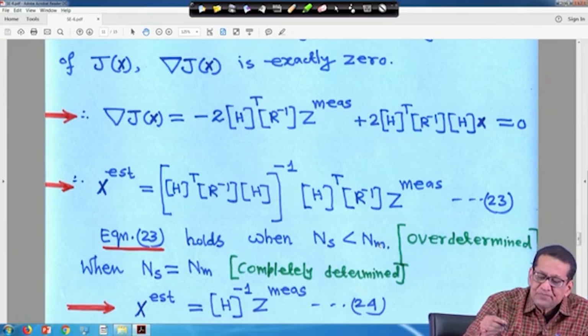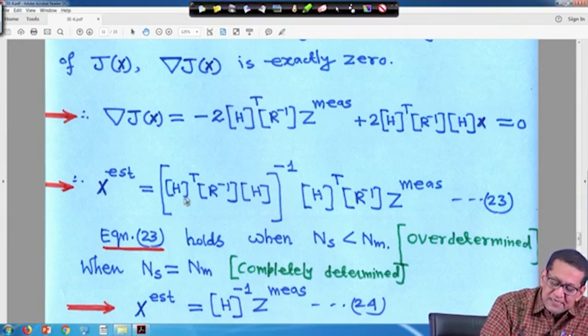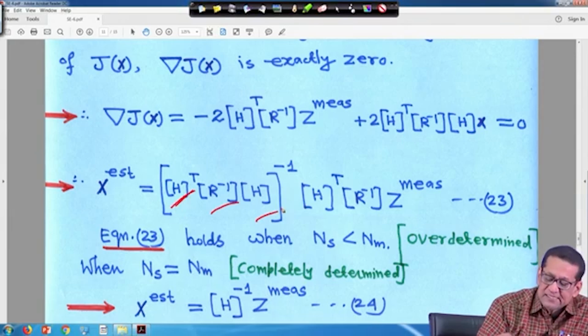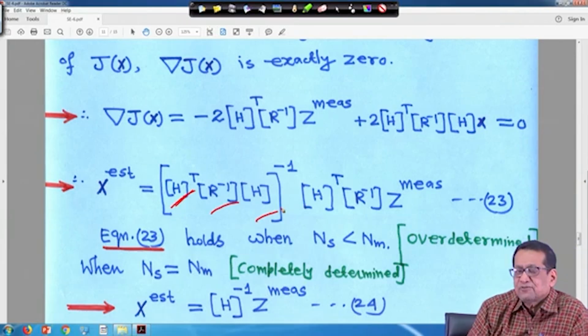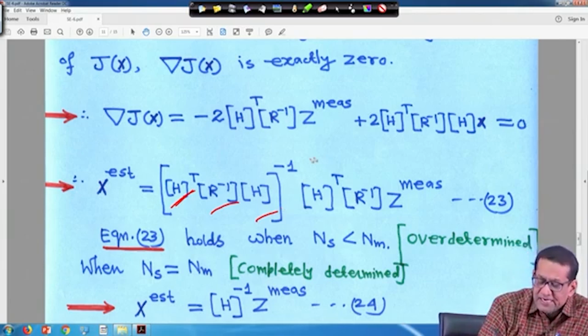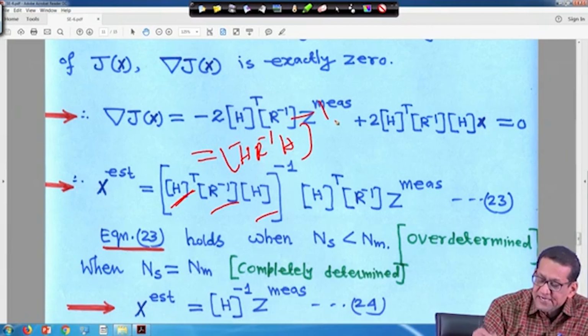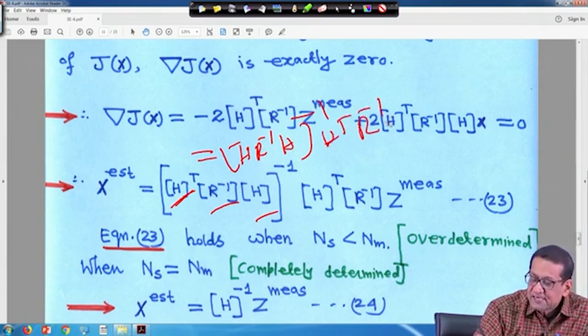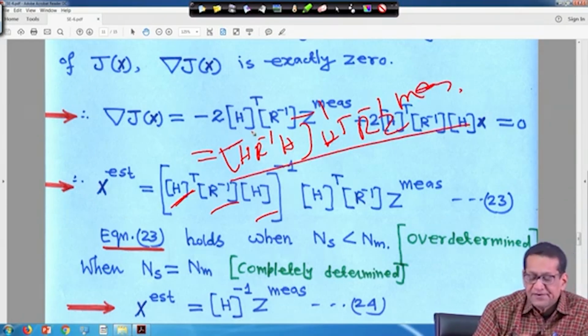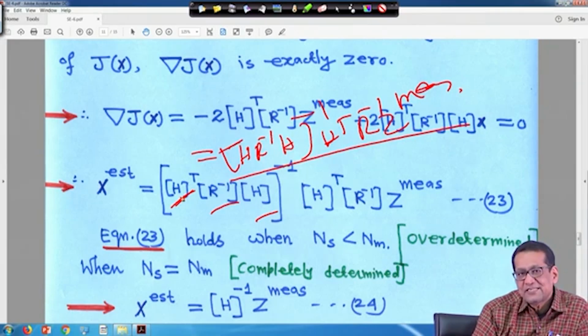So, what happened at that later stage is that all this matrix, whatever you have, H, R and this thing, I did not put in brackets. Simply, for example, for x estimated, we write H R inverse H whole inverse, then H transpose, then R inverse, then Z measured. This way we will write. Again and again we will not put it in brackets.